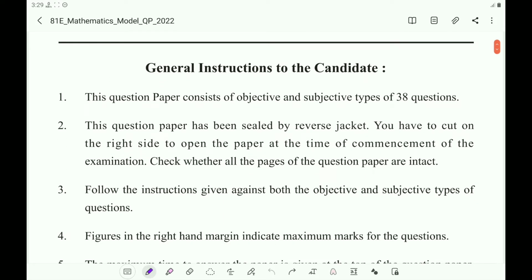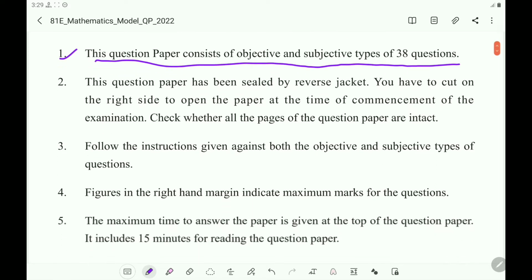So, what are the general instructions? First one is, this question paper consists of objective and subjective types of 38 questions. This question paper has been sealed by reverse jacket. You have to cut on the right side to open the paper at the time of commencement of the examination. Check whether all the pages of the question paper are intact. Follow the instructions given against the objective and subjective types of questions.